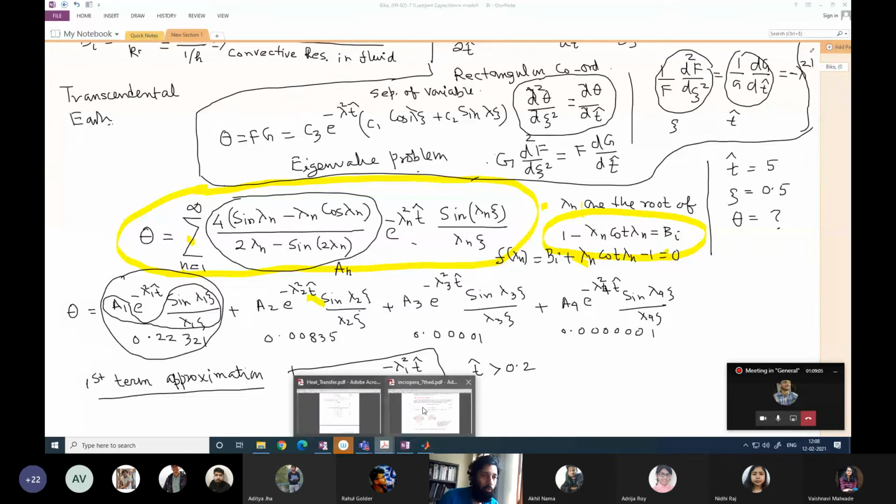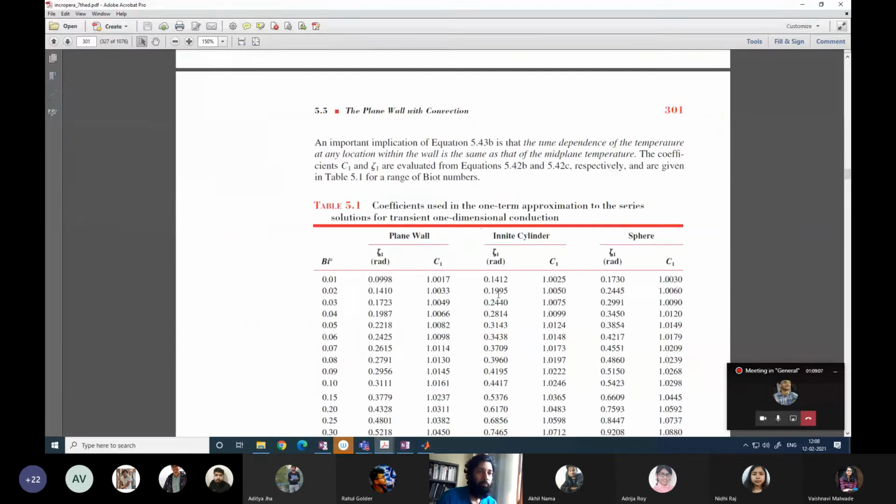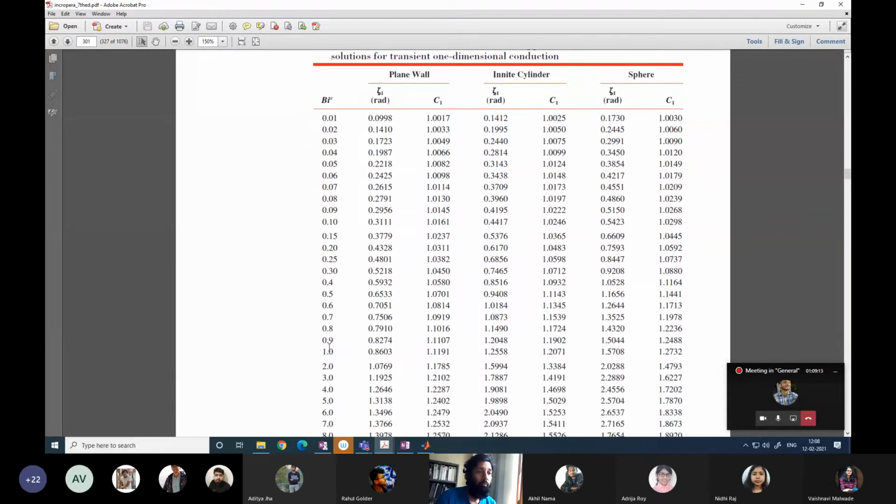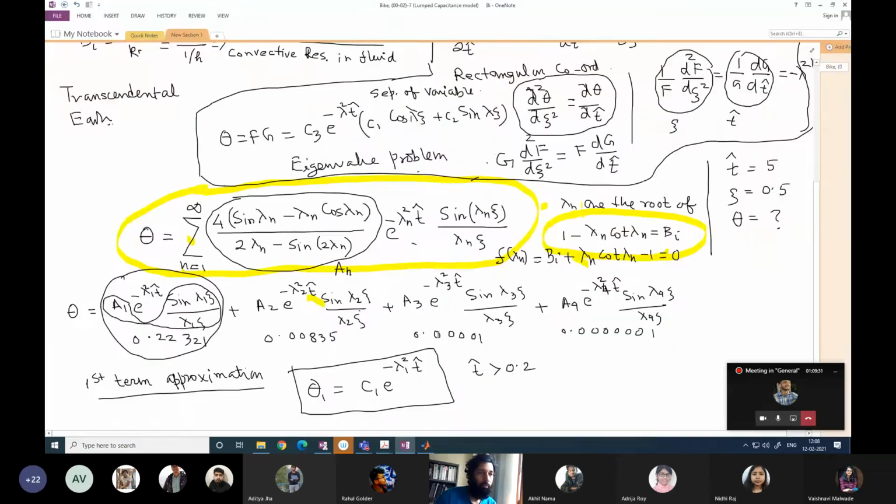All you have to do is go to the table, find your geometry, then read your bio number, and get this zeta or lambda and this coefficient. So for bio number 1, if you want the first term approximation, your solution has 1.2732 as the coefficient.